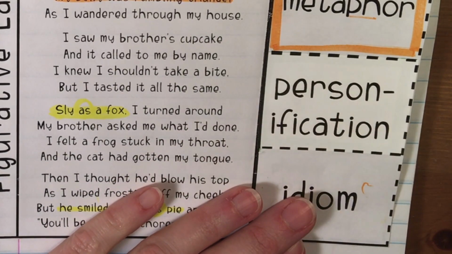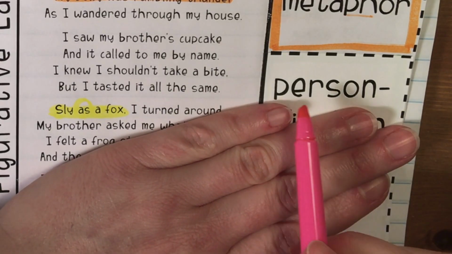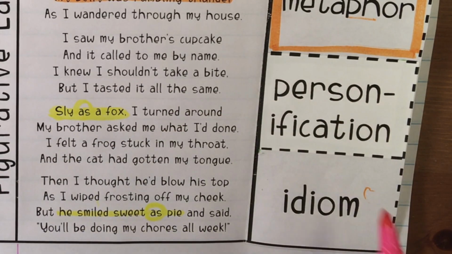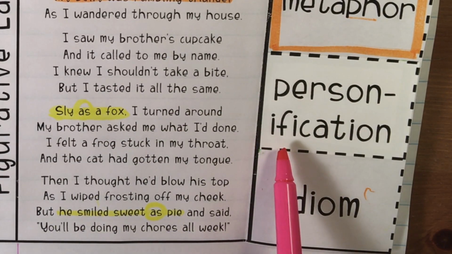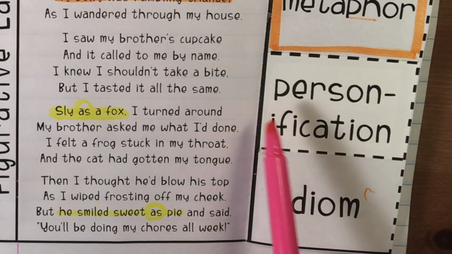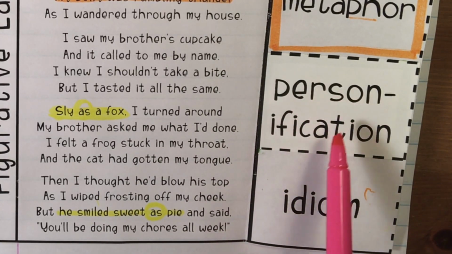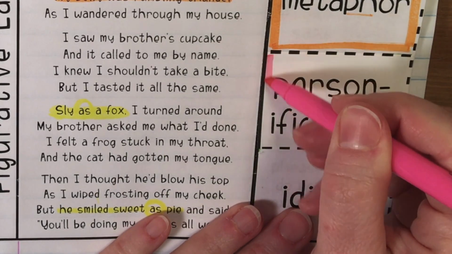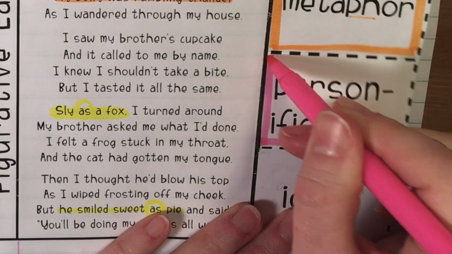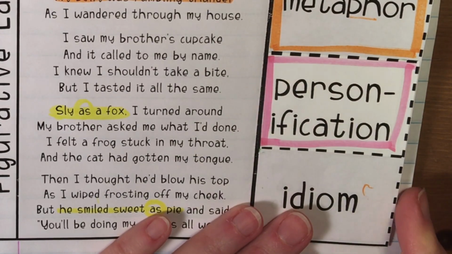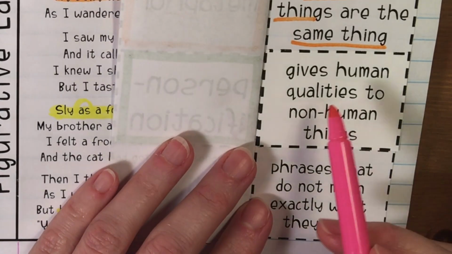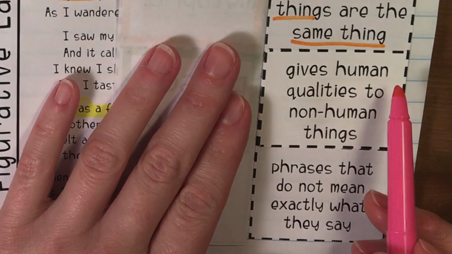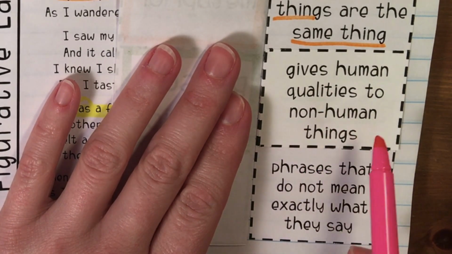All right, we are ready to take a look at this next one. It's kind of an odd word. If you cover this up, you see the word person, and then this says ification. But when you put it together, you say personification. But that word person in there is really important, and you'll see why when we look at the definition. So we're going to do this in pink, and then let's flip it over and take a look at the definition. It gives human qualities to non-human things.